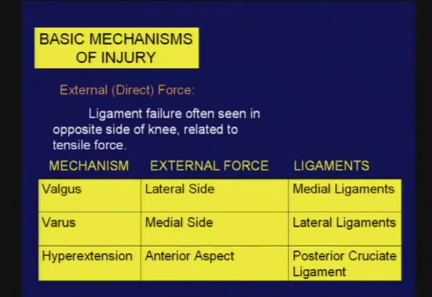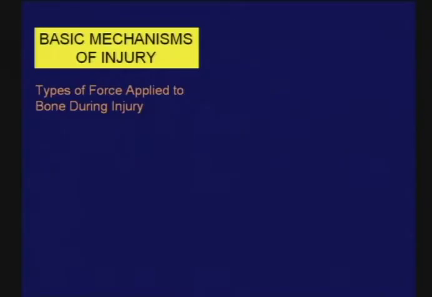This leads to three mechanisms of injury, classic ones. A valgus injury, where the external force is applied to the lateral side and there is failure of the medial ligaments. Much less common, a varus mechanism, where an external force is applied to the medial side and failure of lateral ligaments, and then hyperextension, typically associated with an external force applied to the anterior aspect of the knee with failure of one or both cruciate ligaments. So these are the three classic mechanisms of injury related to an external force.